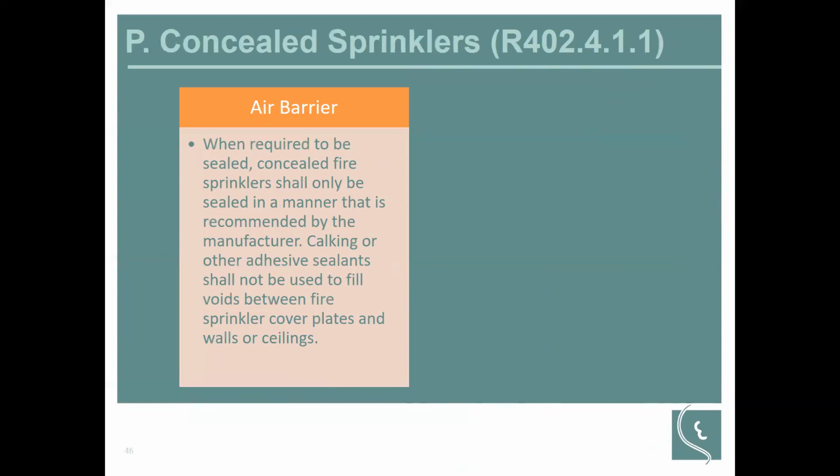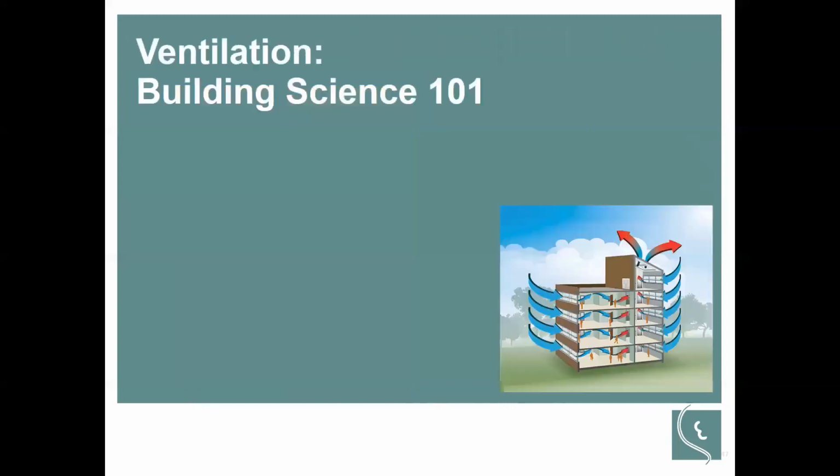Concealed sprinklers. Making sure that we provide that air barrier if you have fire sprinklers in your air barrier assembly, but making sure to not use caulking or other adhesive sealants, and make sure that you air seal these per the manufacturer's recommendations.